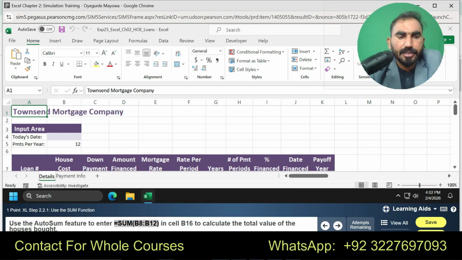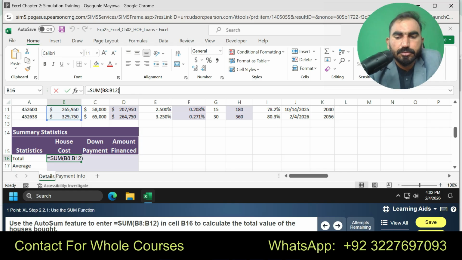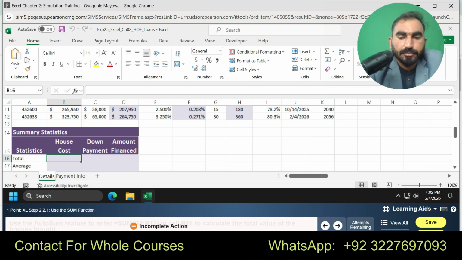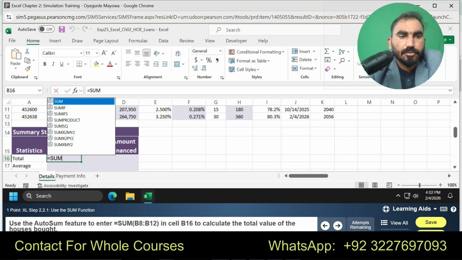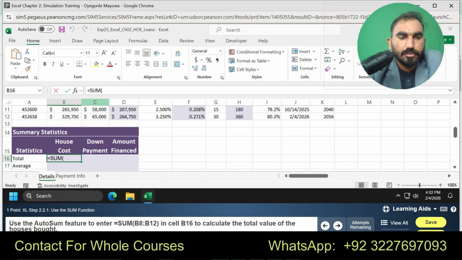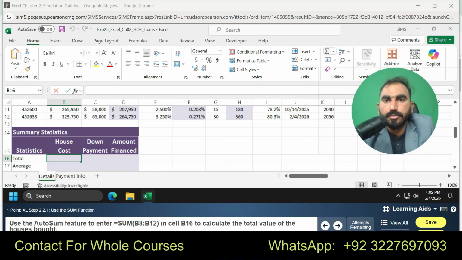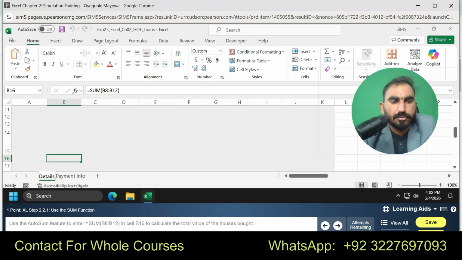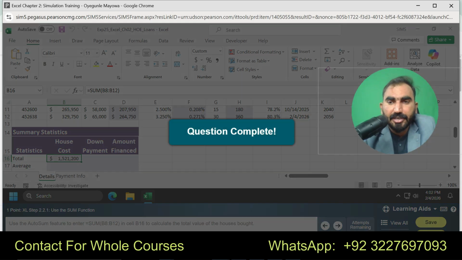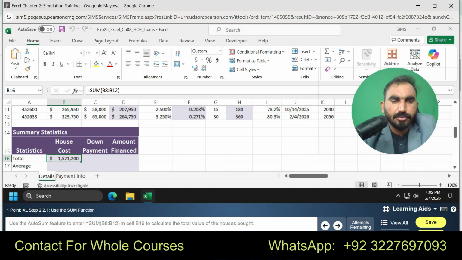Use the AutoSum feature in cell B16. Use the AutoSum feature. I am going to do this one. I have done this one. Now I am going to move to my next question.